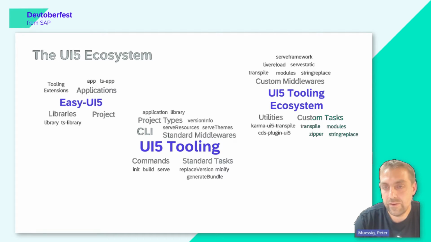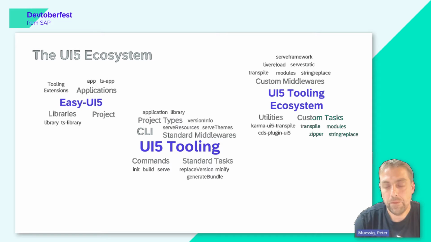So exactly, for example, in the UI5 ecosystem showcase, we have utilities to build bridges between different technologies, like, for example, the Karma UI5 transpile plugin, which connects Karma and UI5 in case transpilation is being used for TypeScript, so that coverage is properly reported for the TypeScript sources. And on the other hand, we also have a CDS plugin UI5, which integrates the UI5 tooling middlewares properly into a CDS server.